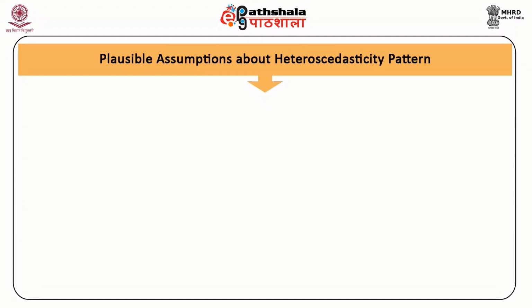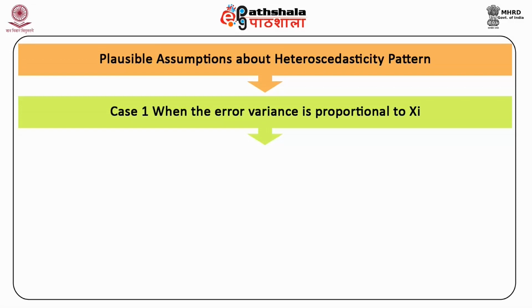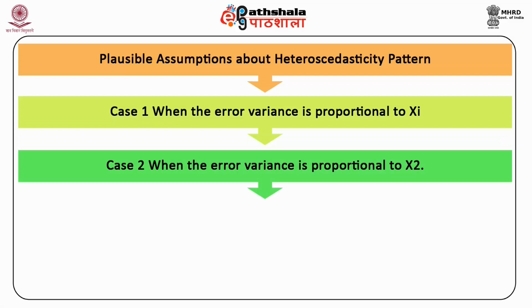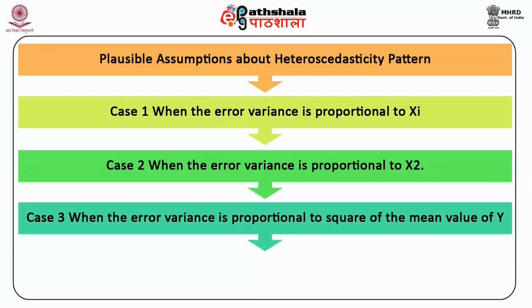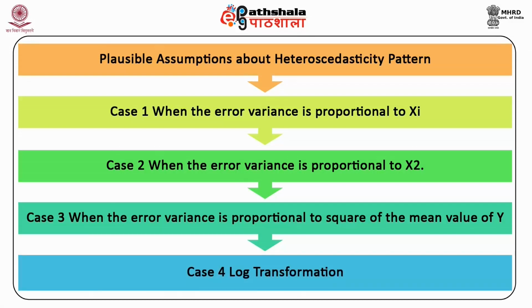Under plausible assumptions about the heteroscedasticity pattern, there are four possible cases, namely case 1, when the error variance is proportional to xi; case 2, when the error variance is proportional to x squared; case 3, when the error variance is proportional to the square of the mean value of y; and case 4, the log transformation. We will discuss each one of them from now on.